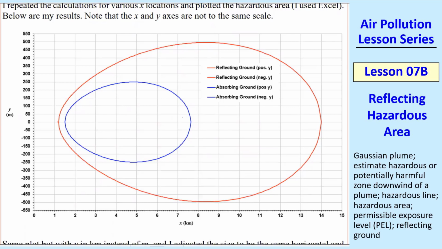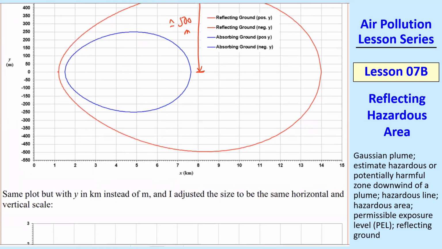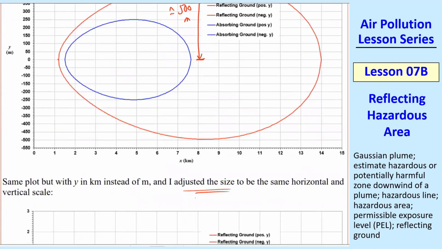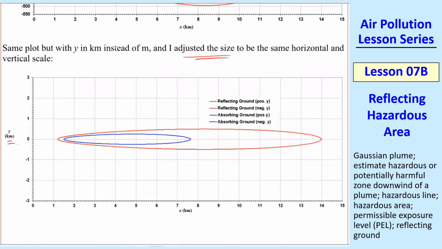And for the reflecting ground case, this red one, the half width at the maximum is around 500 meters at the max. The actual total width is about 1,000 meters or a kilometer. I did this by hand last time, but I adjusted the size here and the scale. Instead of meters, I changed it to kilometers, and I adjusted the scale to make each one of these grids square. This is to scale.